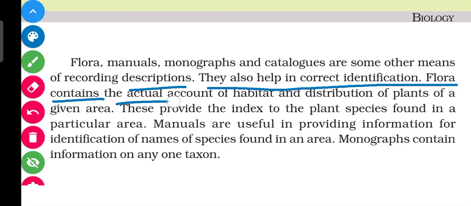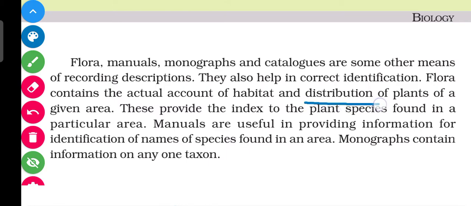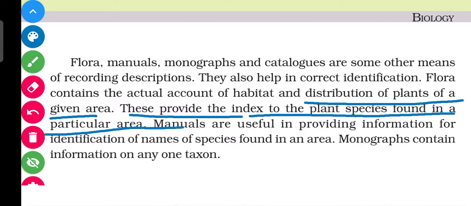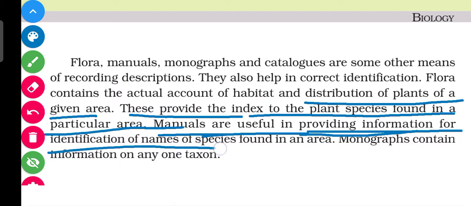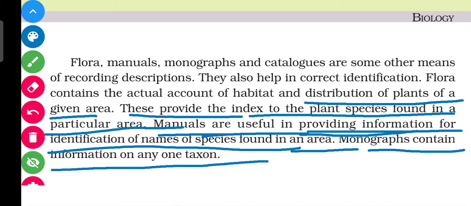Flora contain the actual account of habitat and distribution of plants of a given area. These provide the index to the plant species found in a particular area. Manuals are useful in providing information for identification of names of species found in an area. Monograph contains information on any one taxon.